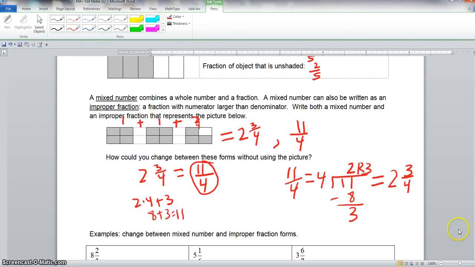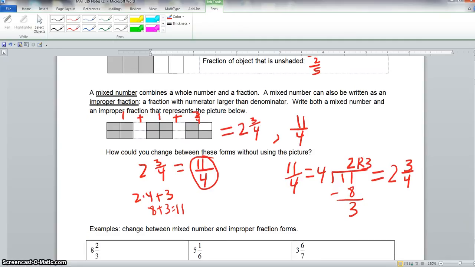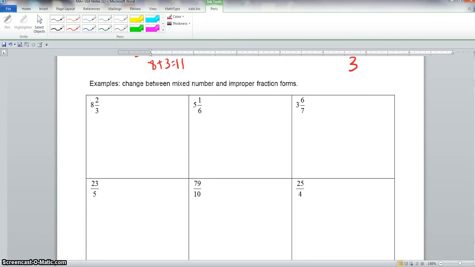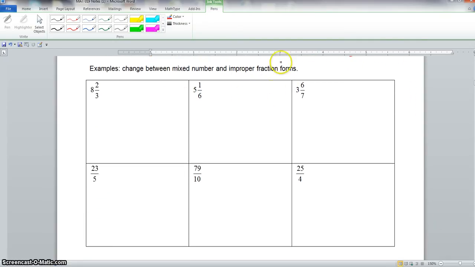And this is how you convert between the 2 forms. Now we scroll down here. It says examples. Change between mixed numbers and improper fractions. We have 8 2/3. Now again, remember, we carry over our denominator, which is 3.